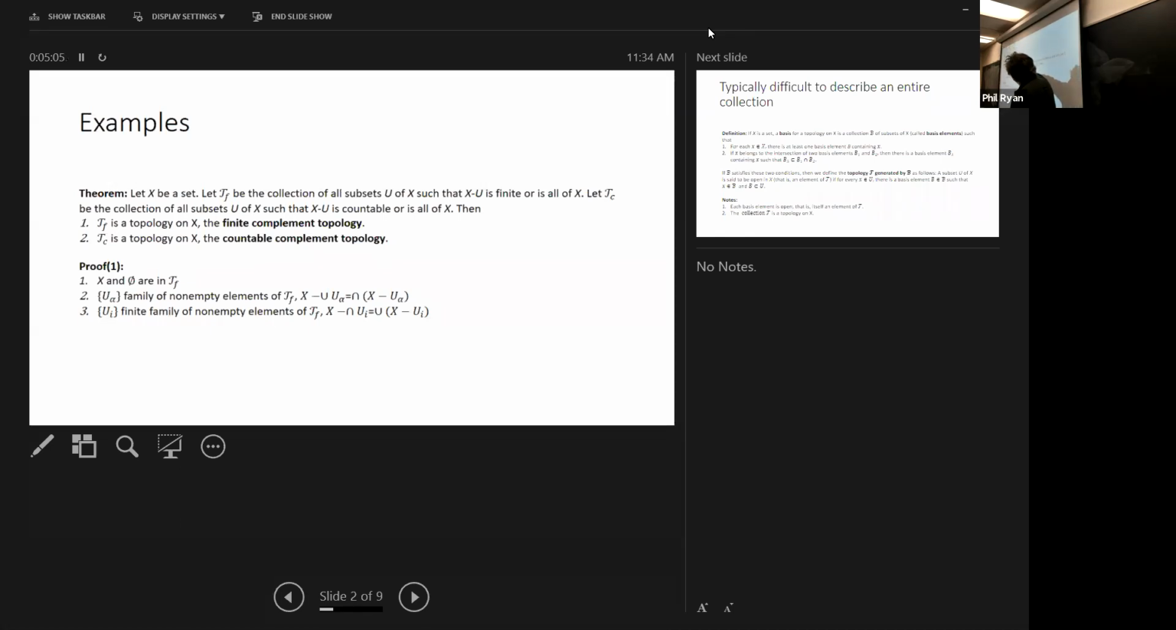Okay, the second example, the countable complement topology, is one of the homework exercises, but it doesn't really differ that much from that one there.